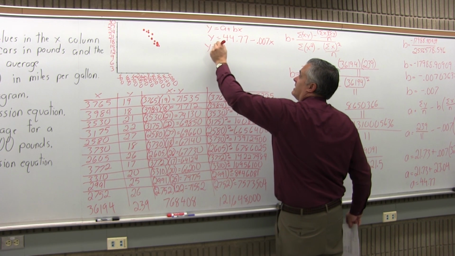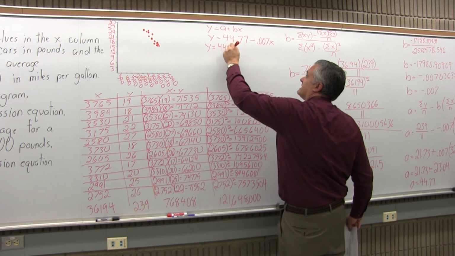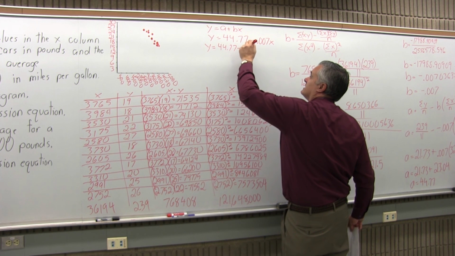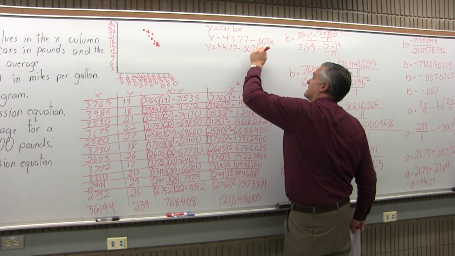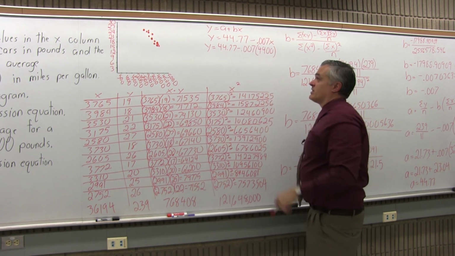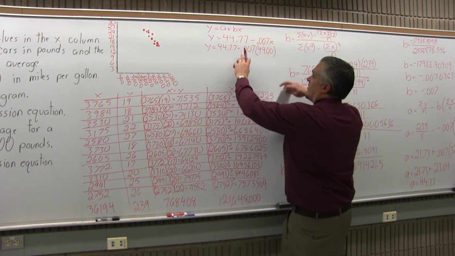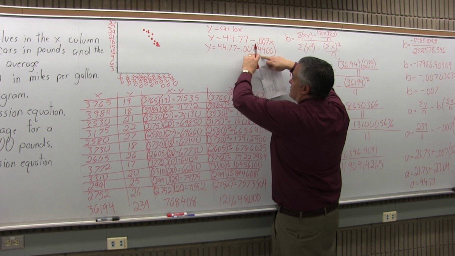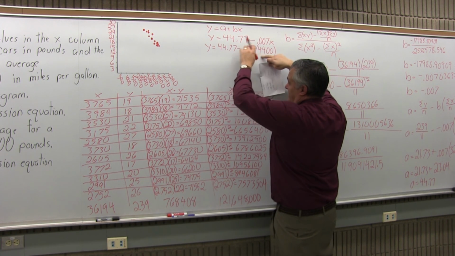So you're going to do y equals 44.77 minus 0.007 times x becomes 0.007 times 4,400, the weight of the car we want to predict the gas mileage for. So again, you have a subtraction and a multiply. You must do the multiply first. That's the order of operations, then do your subtraction.